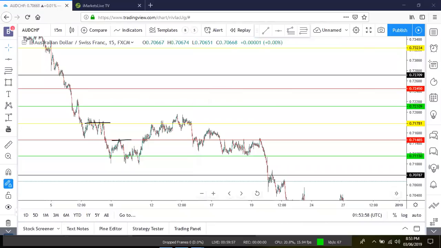Price then broke up right here. You could have been looking to be a seller, but you would have been caught up. Price came here, you could have been a seller. All of this right here, you could have been a seller. Price broke this trend line, consolidating between these two zones. Could have been a seller off this 15-minute trend line. Price broke the daily, came back, retested the daily, could have been a seller.